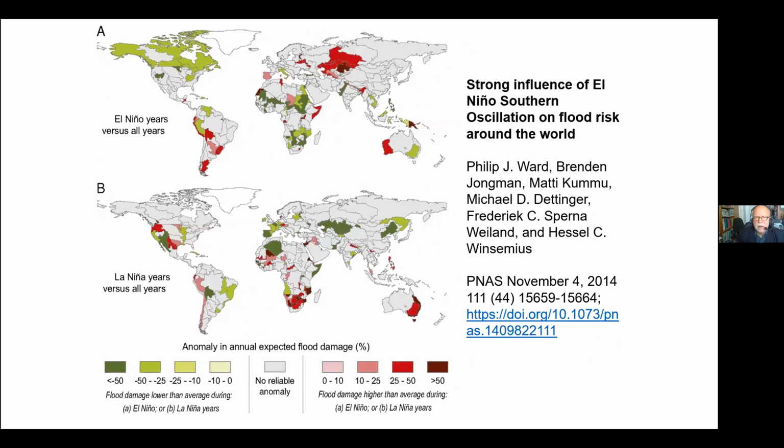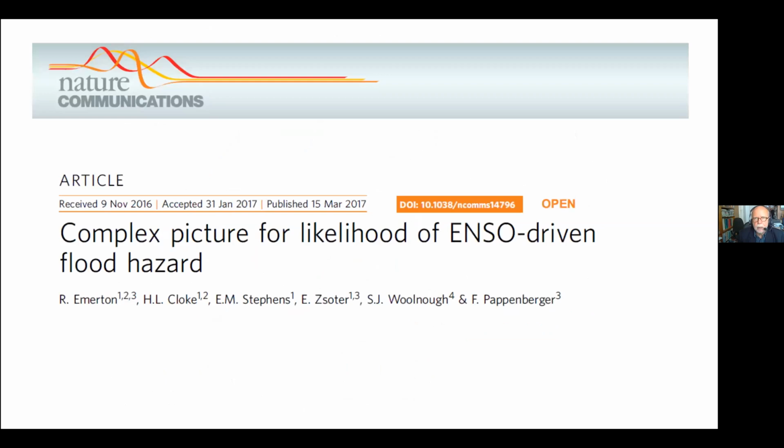However, if you think of an anomaly in annual expected flood damage, then there are more regionally organized responses, according to this paper in PNAS by Philip Ward and colleagues. And in the Russian Federation, during El Niño, also, according to these authors, there is an area with higher prevalence for flood damage. Another paper, this one published in Nature Communications, is in free access. So open access, you can have this paper, and I think it's useful. It tells you that the picture for likelihood of ENSO-driven flood hazard is complex. Indeed, it is complex.